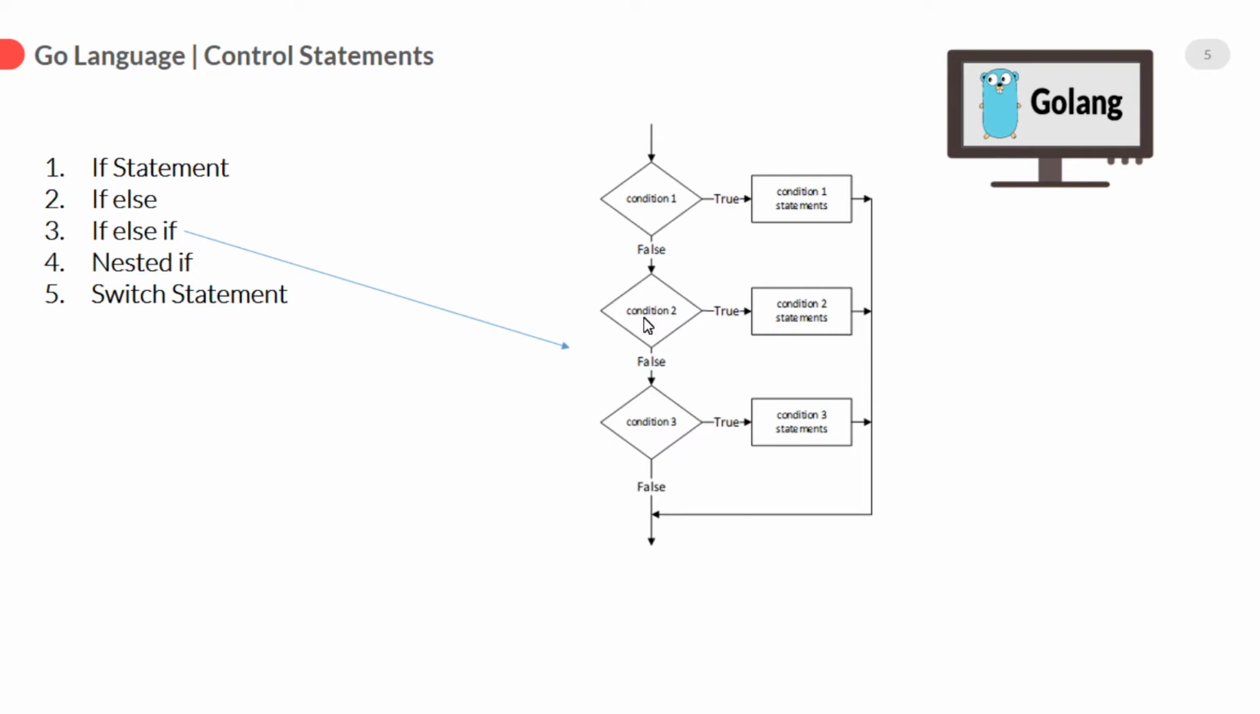This is a very efficient structure. If our condition 1 is true, then all other conditions will be skipped. If condition 3 is true, then condition 3 statements will be executed. If condition 3 is false, then nothing will be executed.